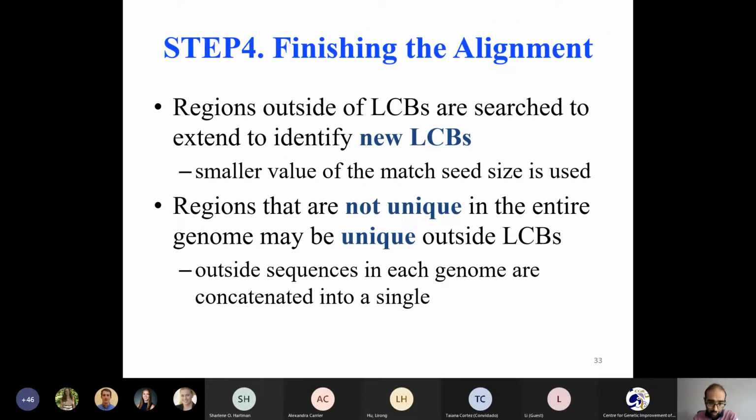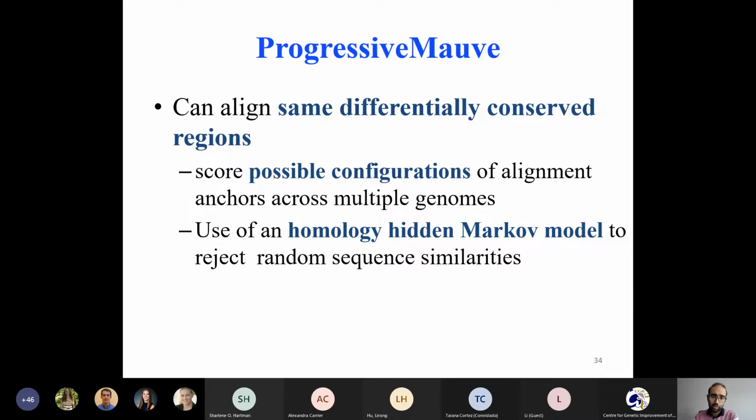And finally, if there are some regions which are not unique in the entire genome, when we do the analysis we try to be sure whether these regions are unique only among the matches that we have between the two genomes, or whether they are not unique in the entire genome. They may be unique in the non-similar region or unique in the similar region. Based on this information, we can decide which outside sequences in its genome will be concatenated into a single region. If they are unique outside the similarity, they can be concatenated and put together as these matches between the two genomes. There is also progressive MOVE.